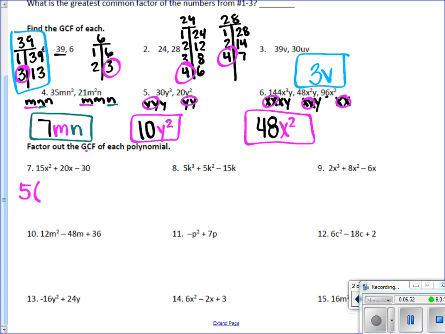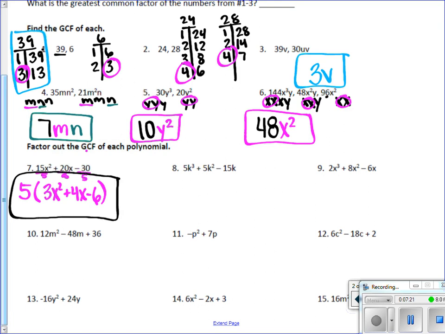So we need to figure out what will be left over. Those are going to be in parentheses. Well, to figure out what's left, divide it all by 5. What's 15x squared divided by 5? 3x squared. 20 divided by 5. So plus 4x. And then negative 30 divided by 5.